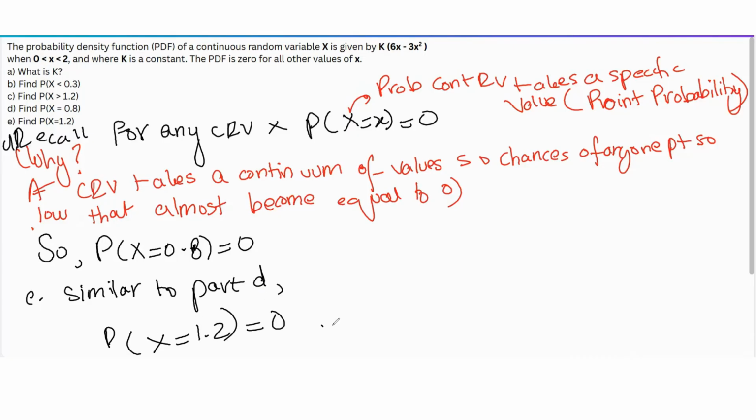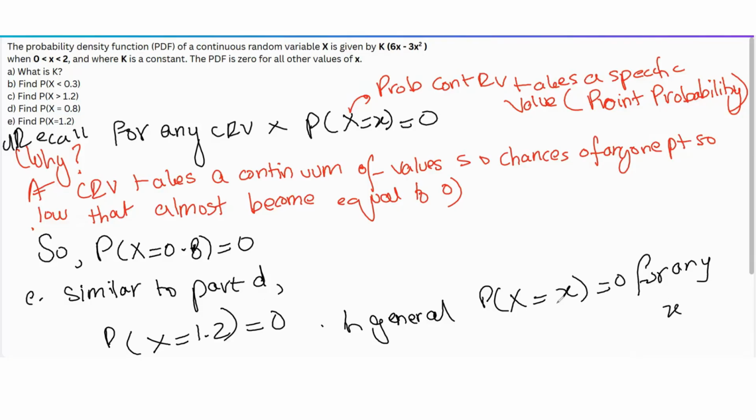So for any continuous random variable, the probability of taking on any specific value is 0, regardless of what the value is. So in general, the probability that x is equal to small x is 0 for any x. This is in general for a continuous random variable x, the probability that it takes on any value small x is always going to be 0, regardless of what the value small x is, because for a continuous random variable, point probabilities are 0. But this is not true in the discrete case. In the discrete case, we do have point probabilities. For a continuous random variable, we don't have point probabilities.